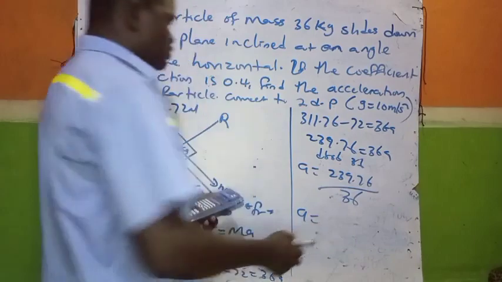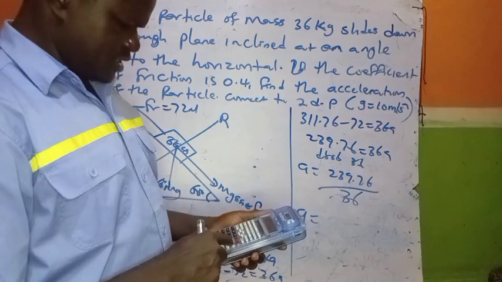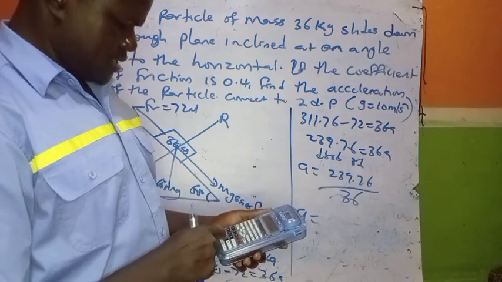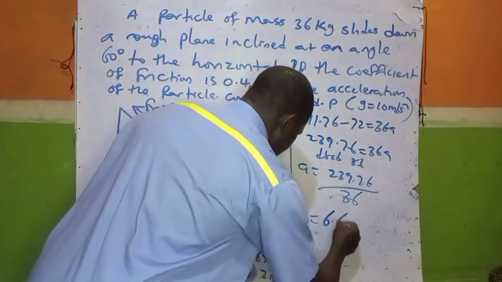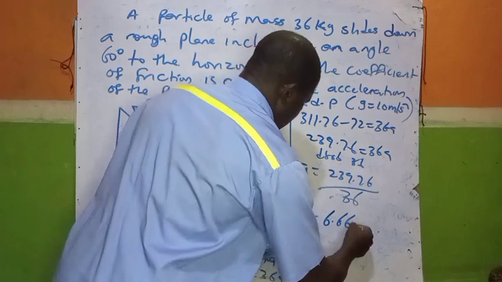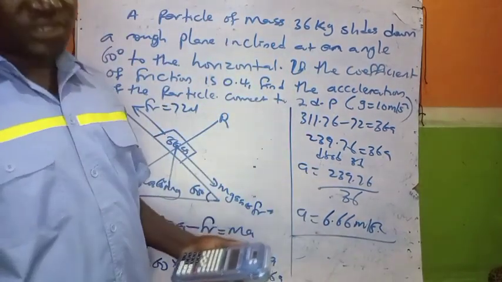So that gives 6.66 meters per second squared. So that's it.